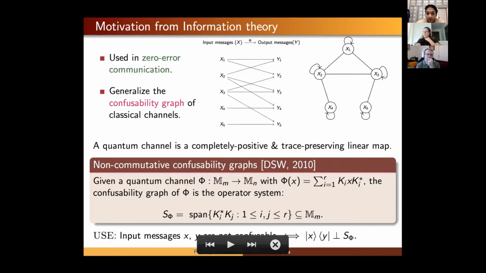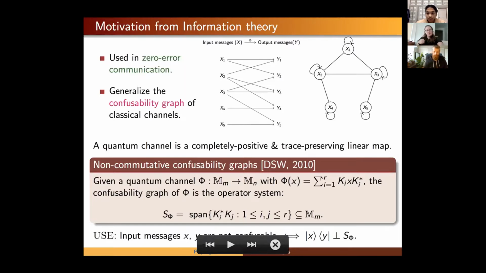Let's say this quantum channel can be expressed as this. This is a Kraus representation for any completely positive map that is also trace preserving. Then you can associate an operator system with this channel that is defined as given here. It's the span of the products of the Kraus operators that occur in this representation. And one can check that this will be an operator system. And in fact, it is exactly the non-commutative graph, the confusibility graph of a quantum channel.